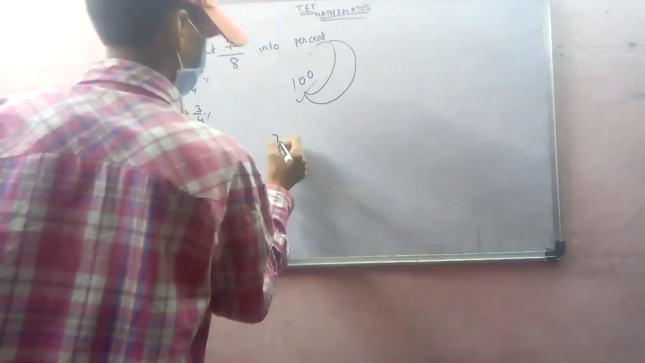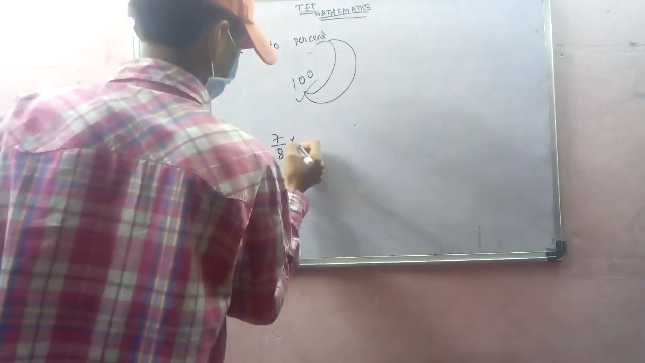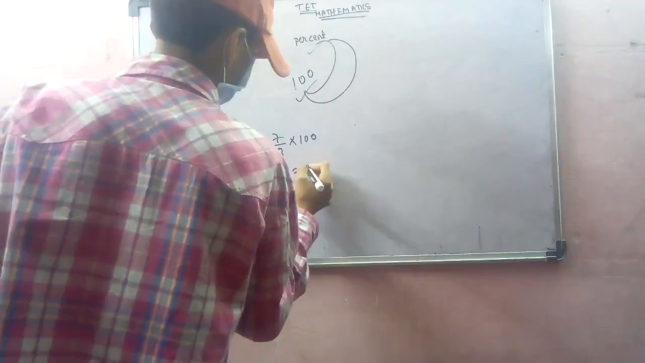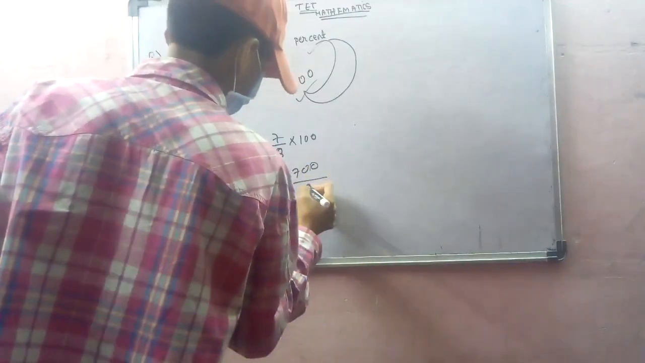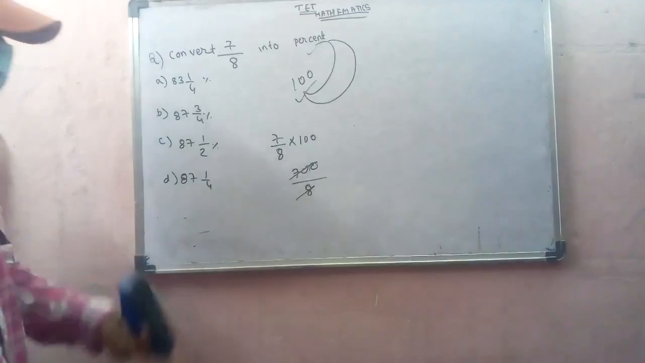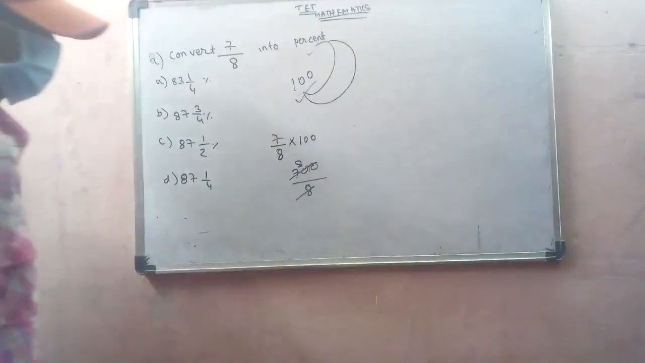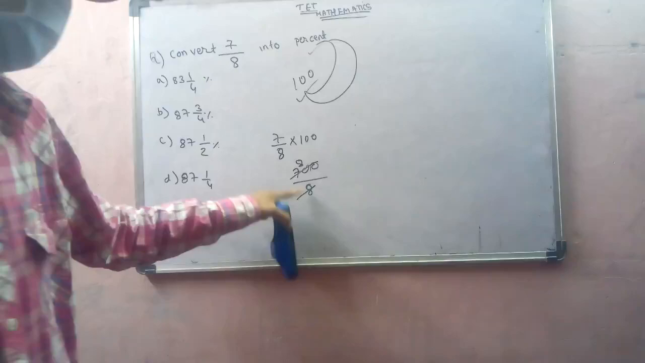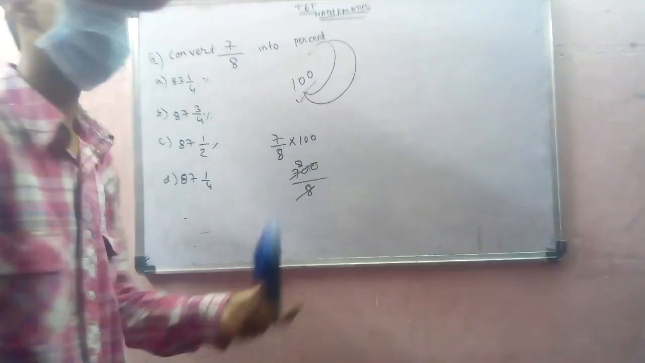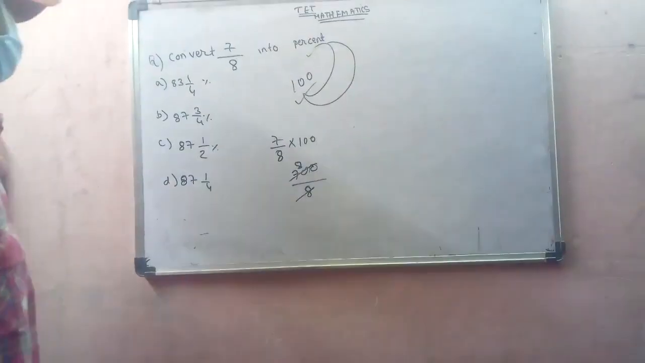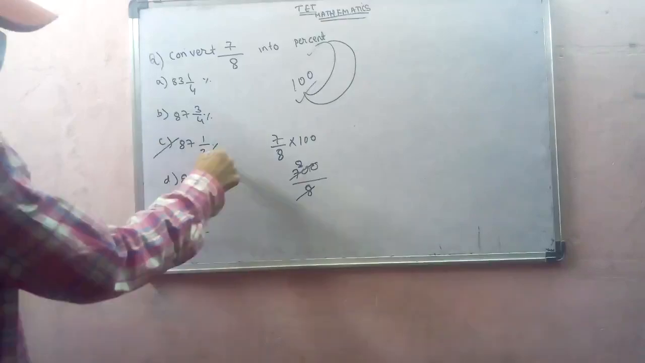So 7 by 8 into 100, 700 by 8. So 8 8s are 64. 8 9s, 8 8s are 64 is possible. Okay, 64, 70, 74, 60 left. 8 8, 87 1 by 2 is approximately, you will get the answer.